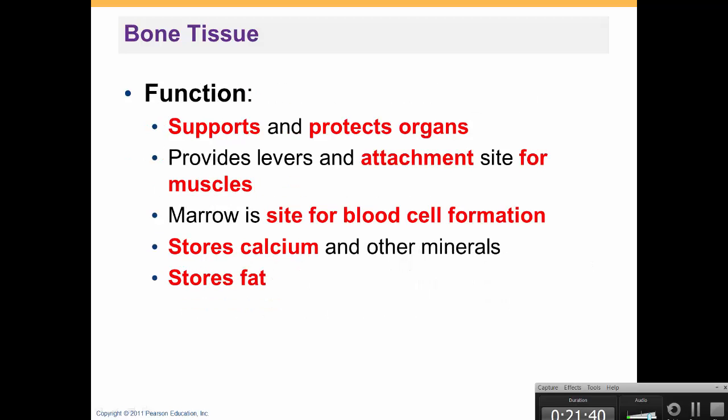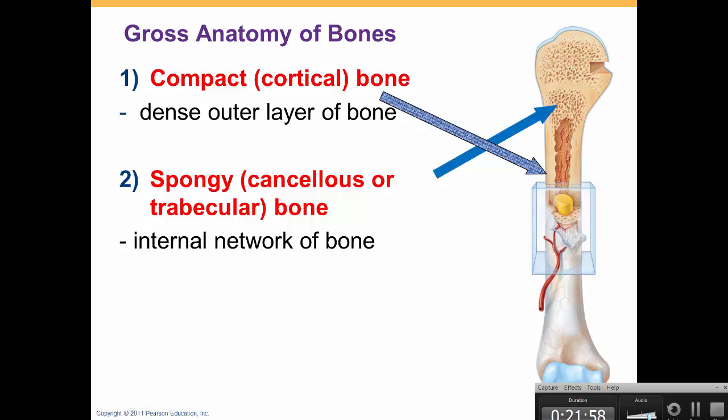So what is the function of the bone? It supports and protects organs. And it's also an attachment for muscles and tendons, and attachments for ligaments as well. It is the site where you make your blood cells, and it stores calcium and fat. There are two different types of bones. We have the compact bone, which is this one that you can see nothing through. It's also called cortical bone. And we have the spongy bone, also called cancellous or trabecular bone.